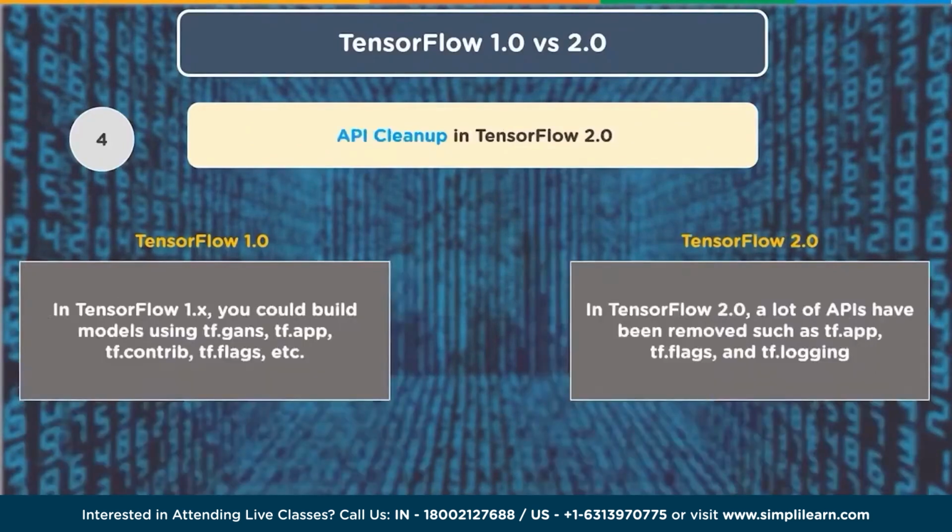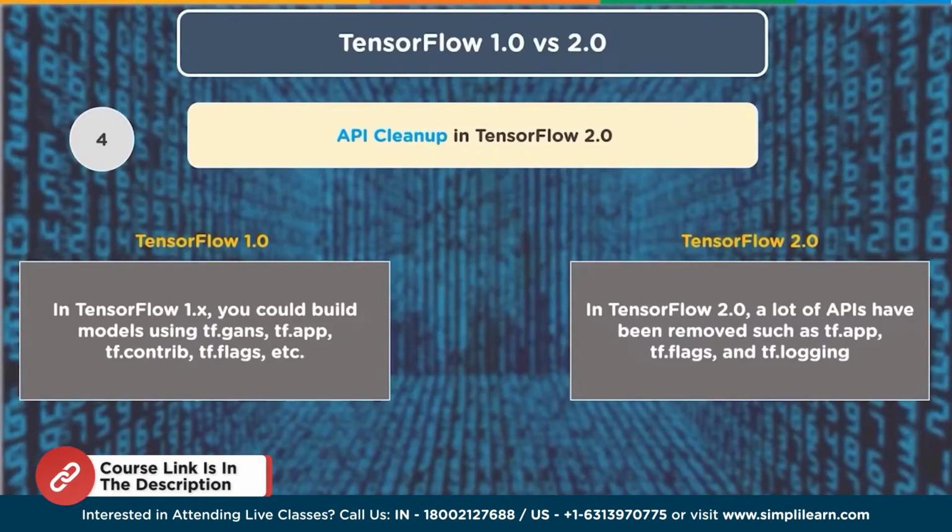And then we have the last two, which is our API cleanup and the autograph. In the API cleanup, TensorFlow 1, you could build models using TF-GANs, TF-app, TF-contrib, TF-flags, etc. In TensorFlow 2, a lot of APIs have been removed. And this is they just cleaned them up because people weren't using them, and they've simplified them. And that's your TF-app, your TF-flags, and your TF-logging are all gone. So those are three legacy features that are not in 2.0.